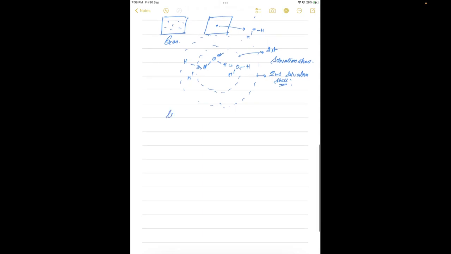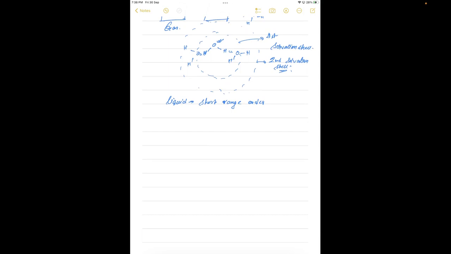So in the liquid system there is a short range order, and at long range there will again be disorder, because there will be no proper structure in the liquid system. Due to this short range order, and because in the liquid the intermolecular interaction is higher compared to a gaseous system, the entropy value in this case is lower compared to the gaseous system.